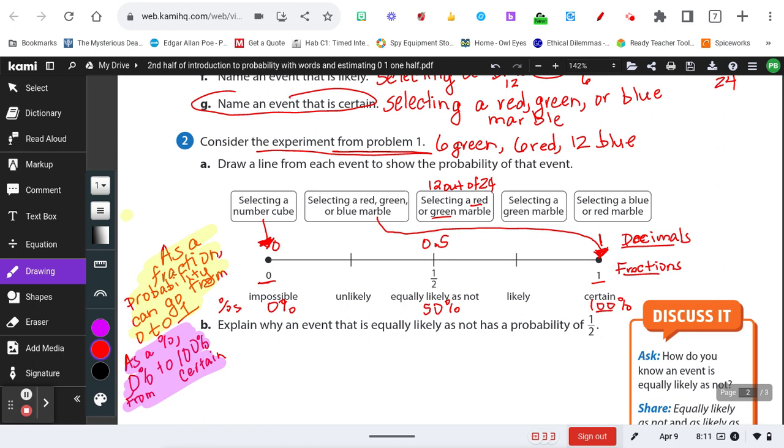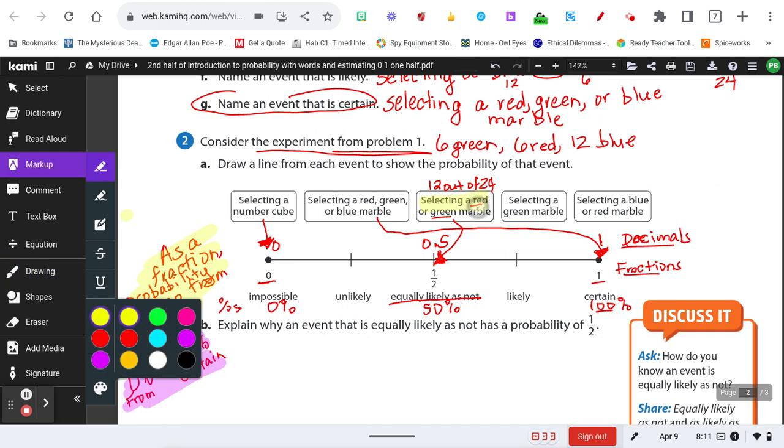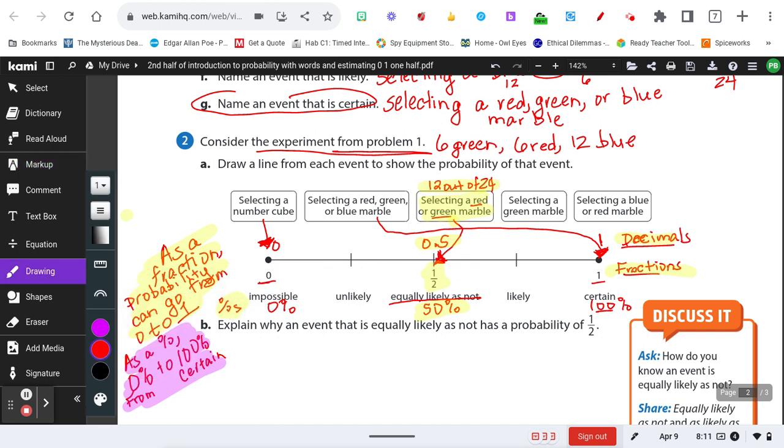So that would be equally likely. So it's going to go here to exactly 1/2. Equally likely as not. So that's 0.5 as a decimal, 1/2 as a fraction, or 50% as a percent. Selecting a red or green is 12 out of 24. It's equally likely that you'll get a red or green as it is you get a blue. Hope that makes sense.